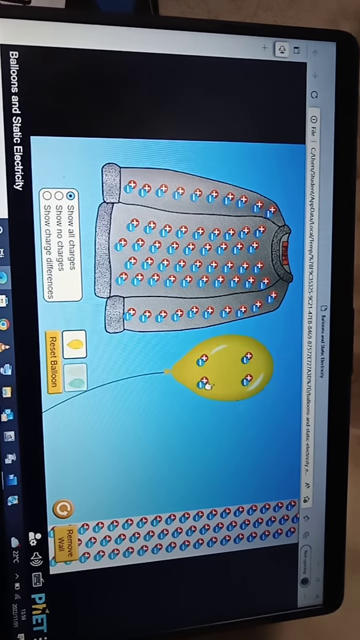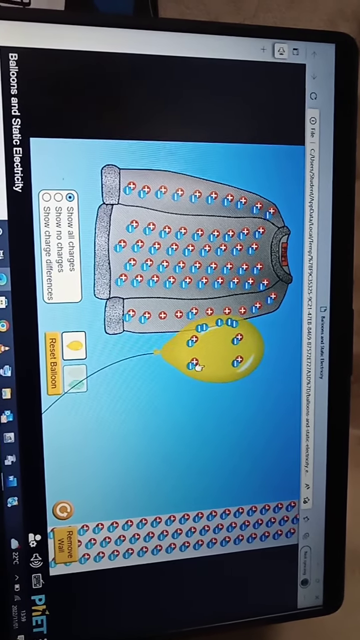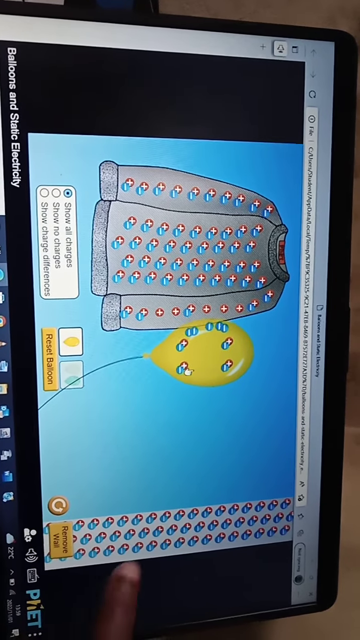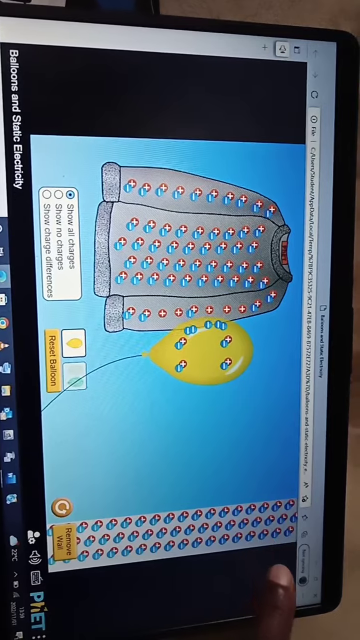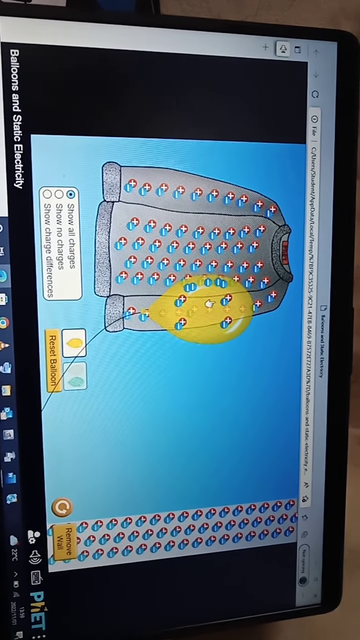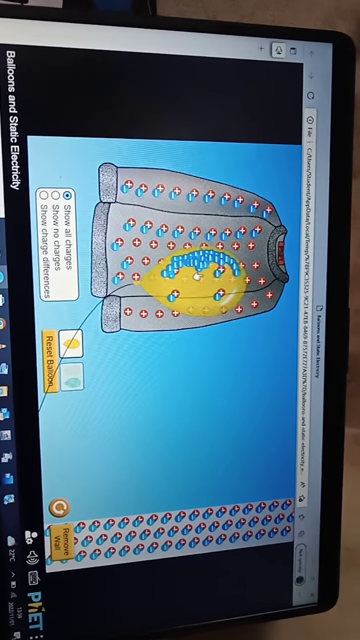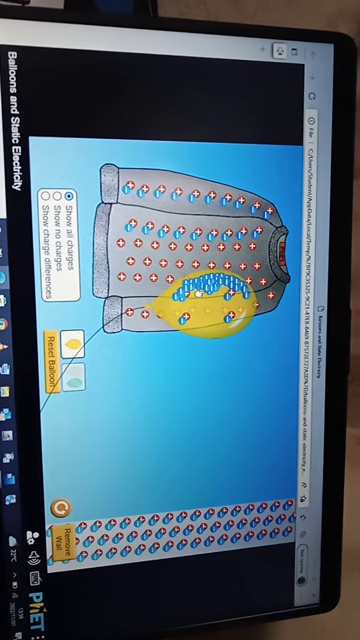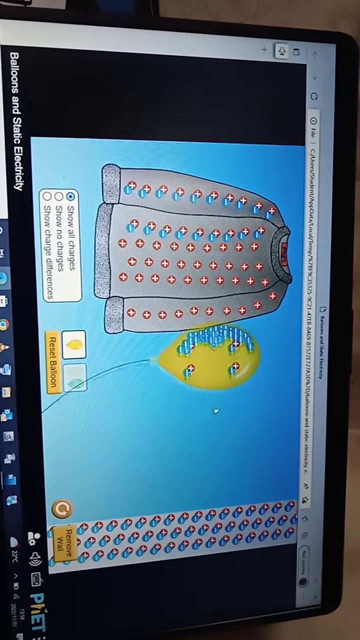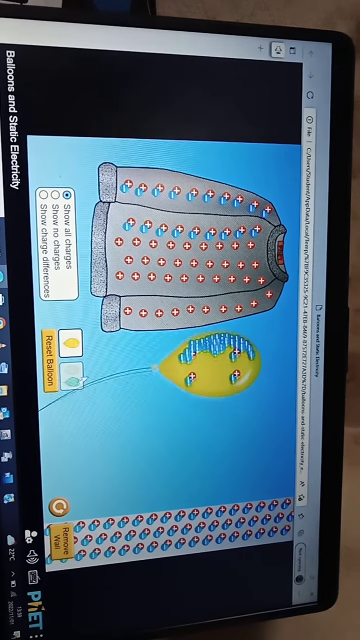So now if you wrap the balloon on the jersey, you see what is happening. If you see here, the balloon gains what? Electrons. As they've said here, you see it wants to gain all the electrons. You see it's taking all the electrons. As I've said, you see now it wants to go through the jersey.